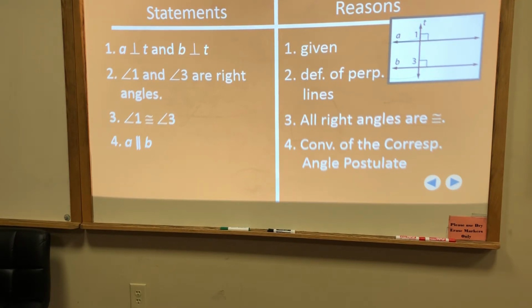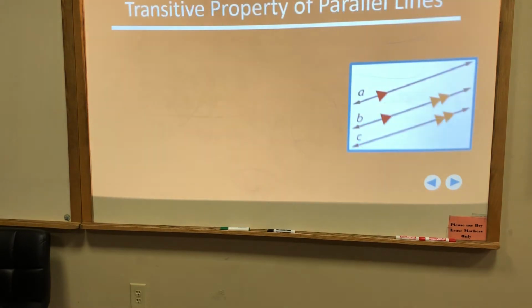So in other words, it's given, you have that they're perpendicular. You have angle 1 and angle 3 are right angles. And that's important because why? We know the definition of perpendicular lines is that they have a right angle. We know that 1 is congruent to 3 because of a theorem that we learned last chapter: all right angles are congruent. And then lastly, A is parallel to B. Why? Because of corresponding angles. All right, any questions? Good.